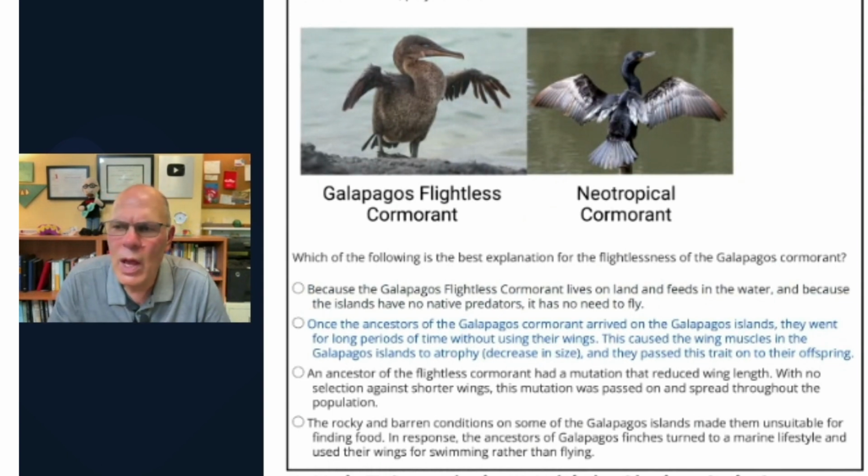Choice number one, because the Galapagos flightless cormorant lives on land and feeds in the water, and because the islands have no native predators, it has no need to fly. What do you think of that?